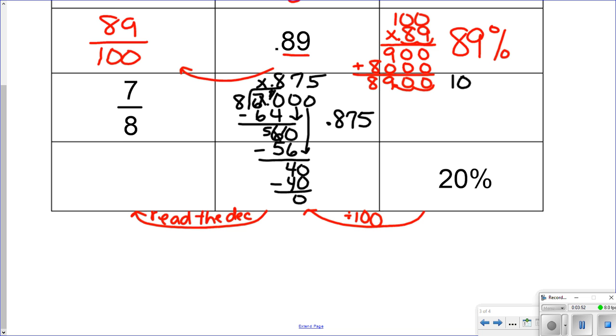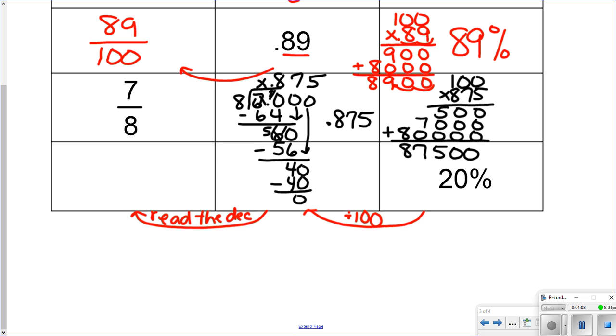Multiply that by 100. And place my decimal, 1, 2, 3 hops into my answer, 87.5%.